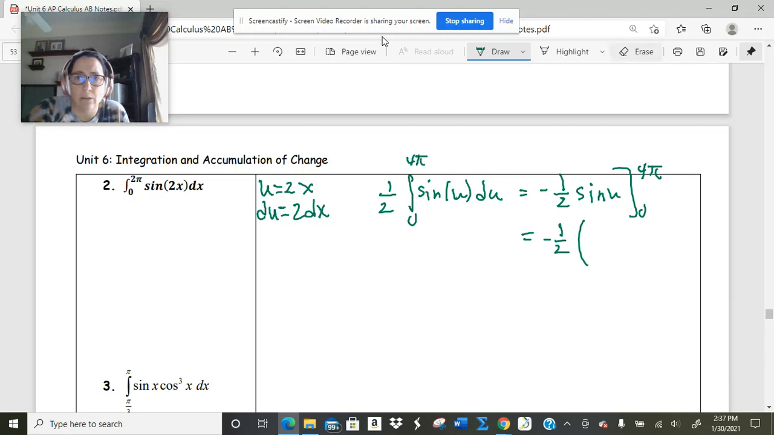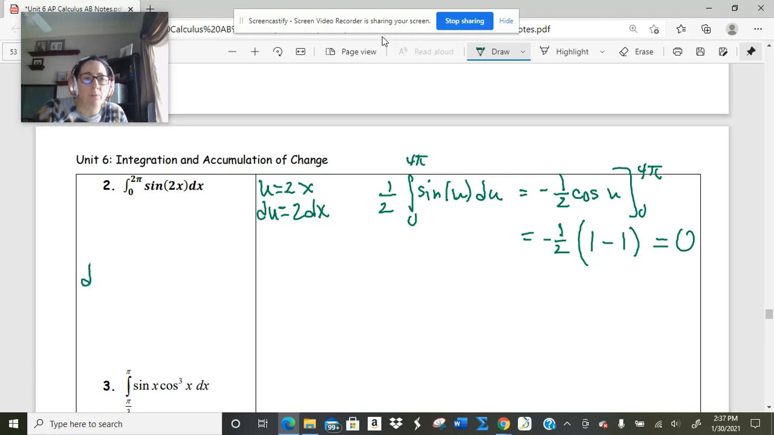Oh, shoot, hold on. I wrote sine again. Cosine. Okay, makes sense. Sorry. Antiderivative of sine is negative cosine. Okay, now plug in my 4. That would be 1. Plug in my 0. That would be 1. I get out 0. So that's with the u substitution.